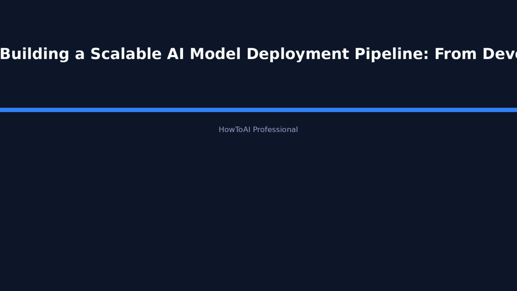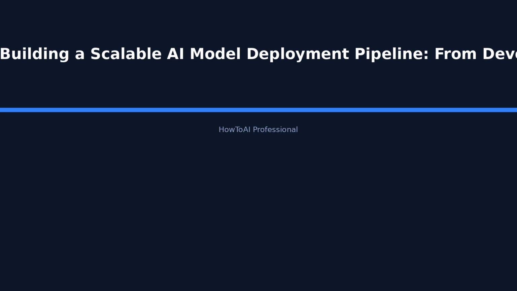Welcome to our channel. Today, we're diving into a topic that's crucial for anyone involved in machine learning, data science, or AI development: building a scalable AI model deployment pipeline. As we explore this subject, we'll walk you through the entire process, from development to production, focusing on how to effectively integrate continuous integration and continuous deployment, commonly known as CI/CD. For both beginners and seasoned professionals, this guide will provide insights into creating robust and efficient deployment pipelines that can handle the evolving demands of AI applications.